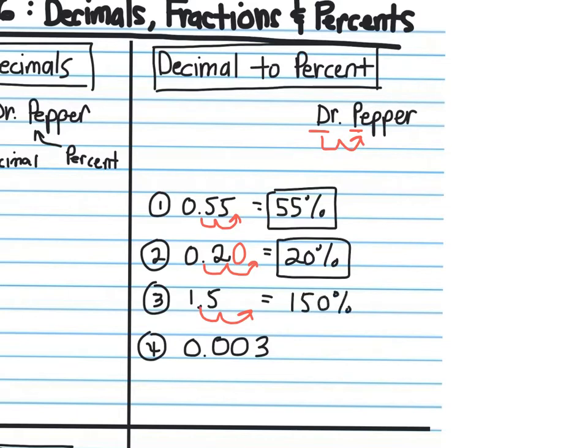So no matter what, it's always twice to the right because we're actually multiplying these by 100. And then 0.003, again, twice to the right, 1, 2, it lands in front of the 3, so my percent is 0.3%.